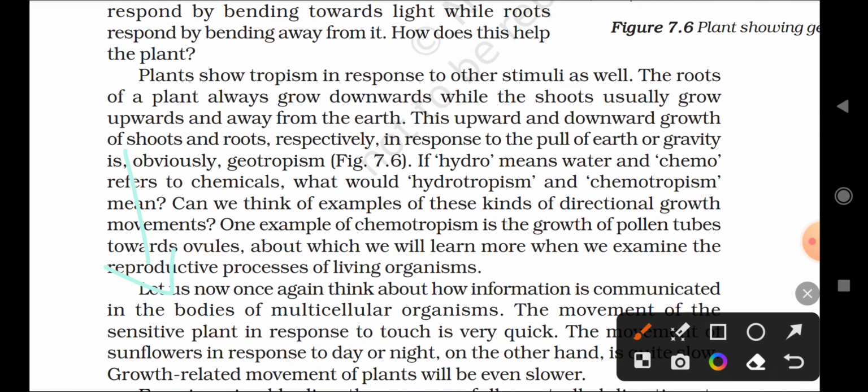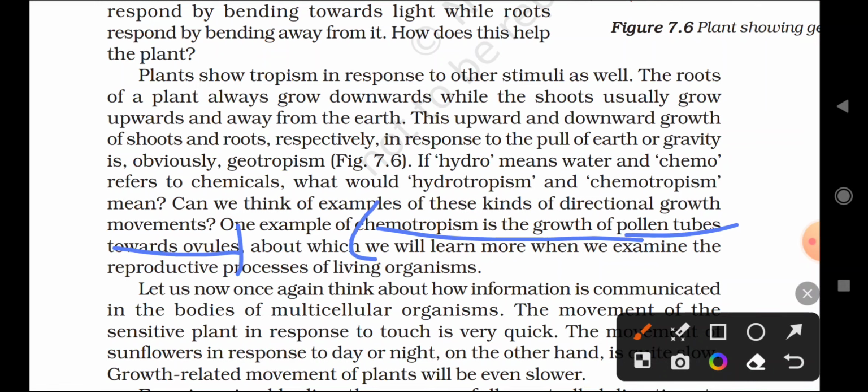Okay, next, what is chemotropism? One example of chemotropism is the growth of pollen tubes towards the ovules, about which we will learn more when we examine the reproductive process in the next chapter. Okay, what is chemotropism? This is a very important definition also. Chemotropism is the growth of pollen tubes towards the ovules.